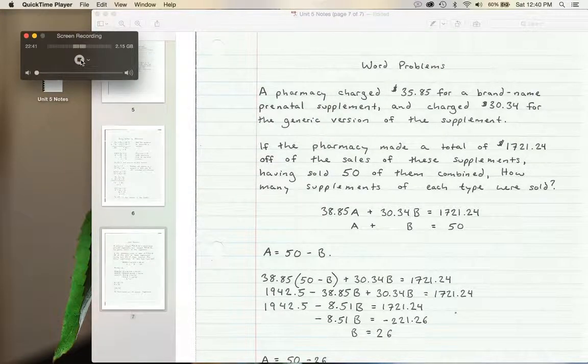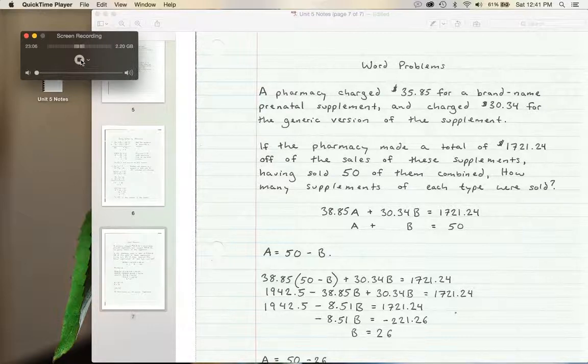This brings us to our final page of notes for Unit 5, where I will have a look at a word problem that uses a system of equations. Word problems are always very intimidating because there's a lot of words, and first of all, you have to interpret what's going on and what kind of solution you need to try to build.